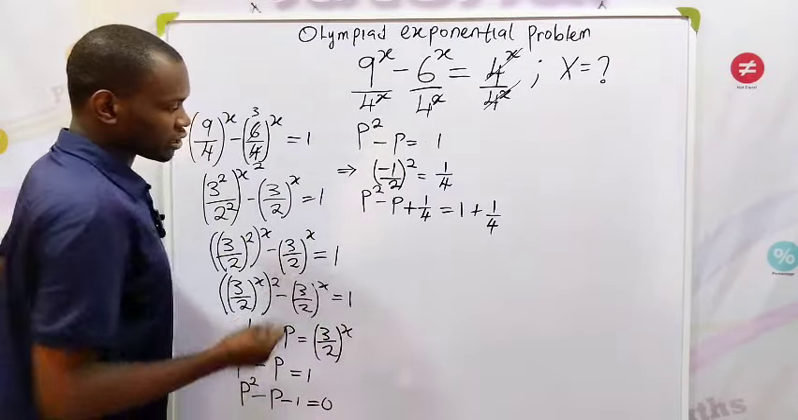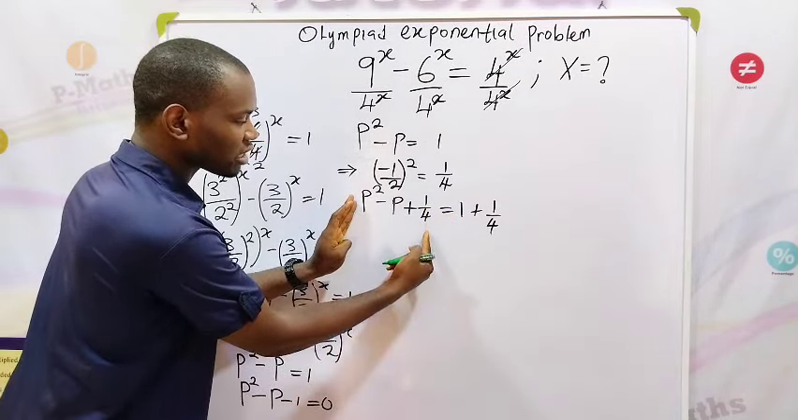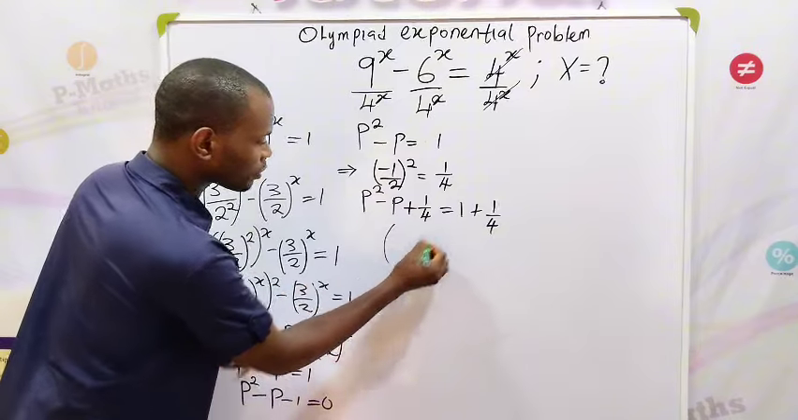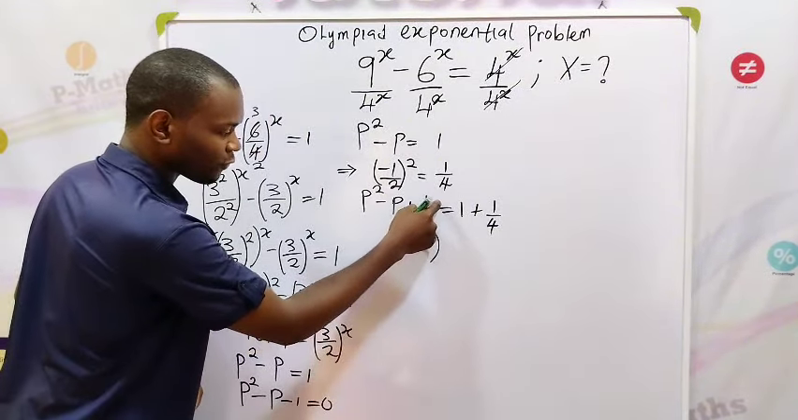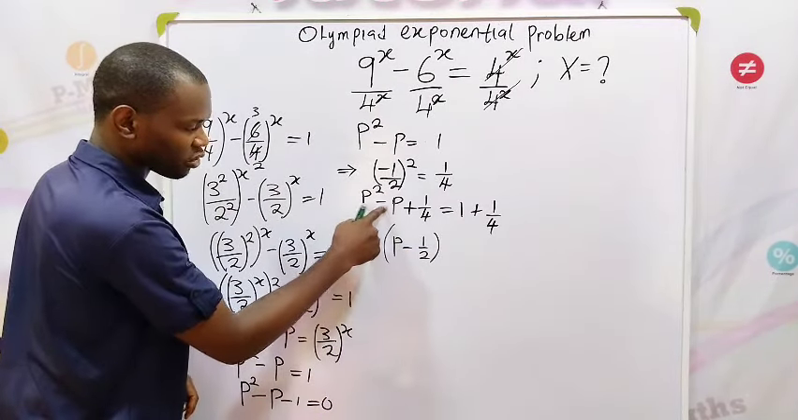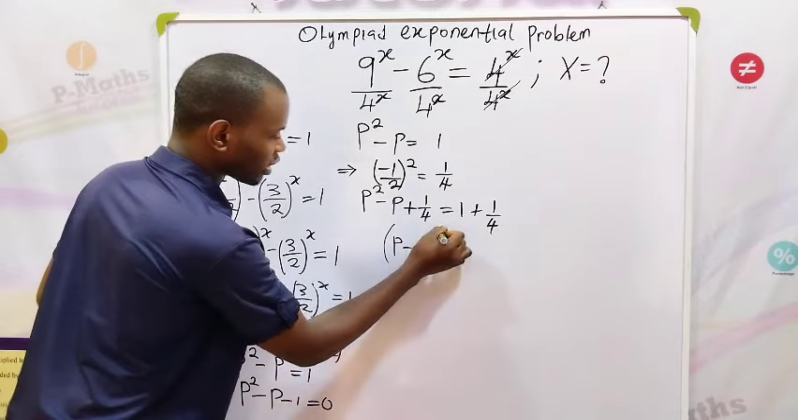All right, so what next? This is a perfect square expression because this is a square number, this is a square number. So to factorize it, just open a bracket, write p minus the square root of 1 over 4, which is 1 over 2. I had to use minus because I have minus here. If here is plus, then I'll use plus here. You now square it outside.